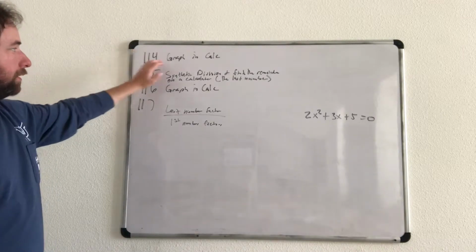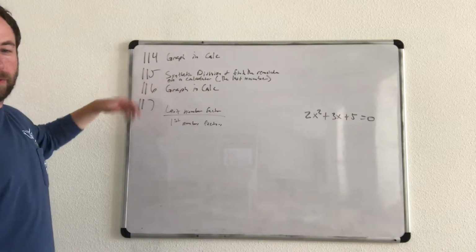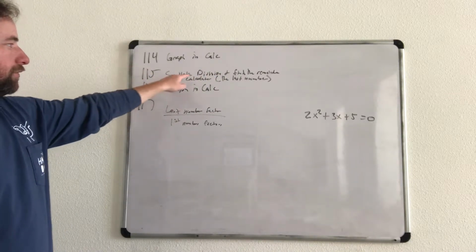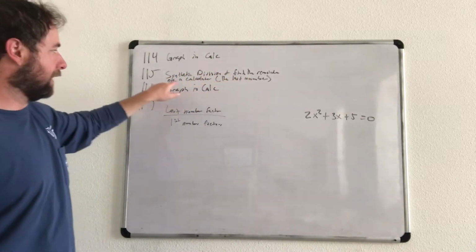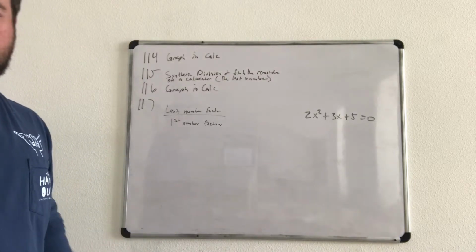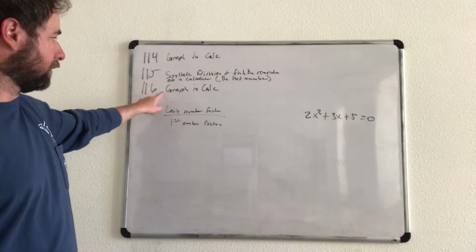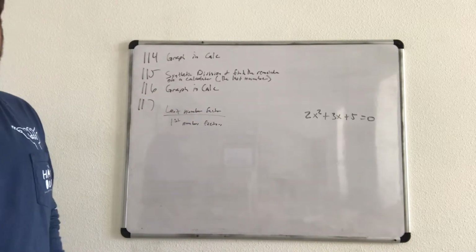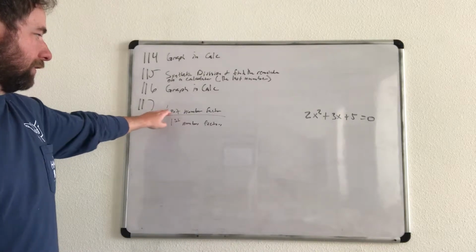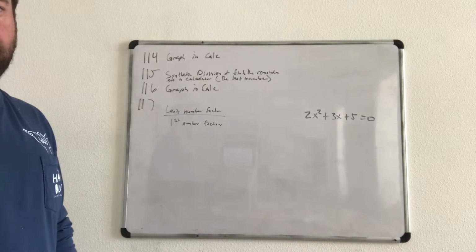Lesson 114, you're going to graph it in the calculator, and you're going to just figure out what they're looking for then. Lesson 115, you're going to use synthetic division and find the remainder. All they're looking for is the last number when you use synthetic division in your programs. Lesson 116 is also graph on your calculator. And then lesson 117, you're going to take the last number's factors and divide it by the first number's factors.